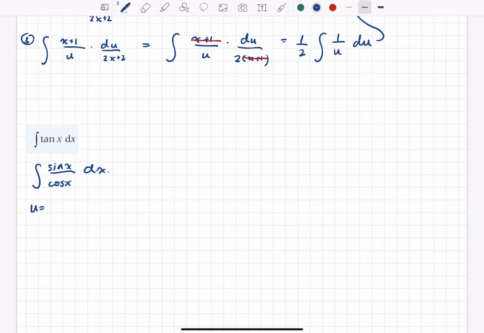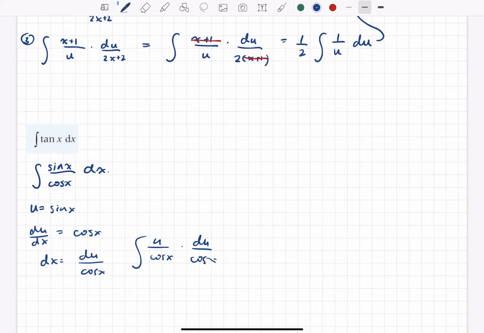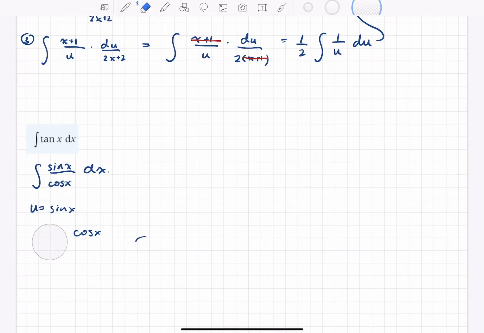So if we take u to be sine x, let's just do a bit of trial and error here. du by dx will equal cos x, and so dx will equal du over cos x. Then our final integral will be u over cos x times du over cos x, and these two will not cancel out. So u must not be able to be sine x. It must be cos x. So let's see what happens with cos x.